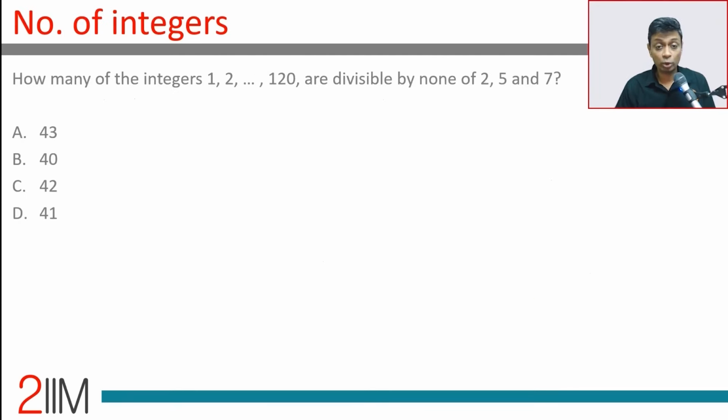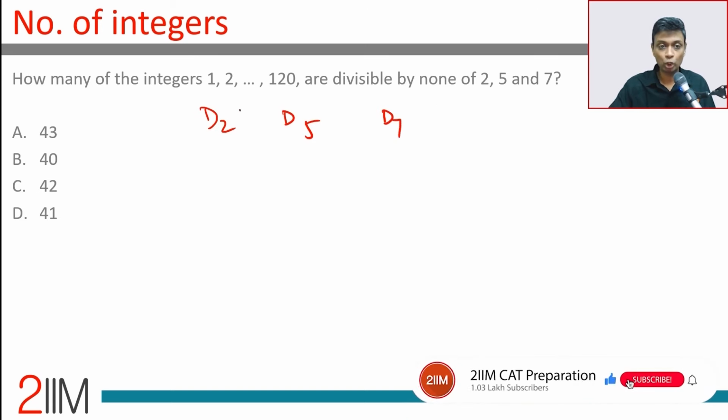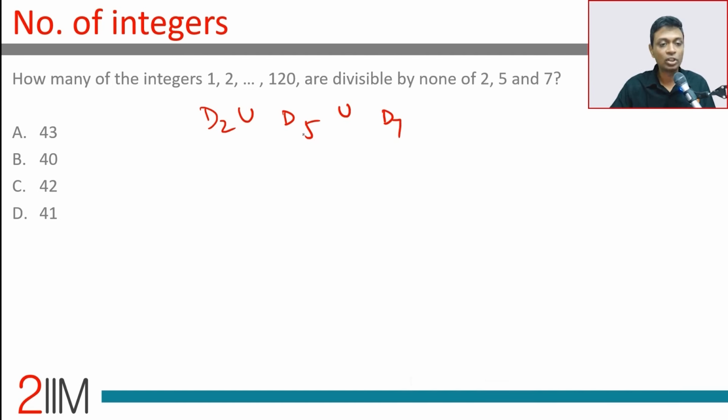How many of the integers 1, 2, 3, 4, up to 120 are divisible by none of 2, 5, 7? So we need to find the set of elements divisible by 2, divisible by 5, divisible by 7, then find the union of these and then subtract from 120. The number divisible by 2 is 120 by 2, 60. By 5 is 120 by 5, 24. By 7, we're counting 7, 14, 21, all the way till 98, 105, 112, 119. 17 into 7. 17 numbers.